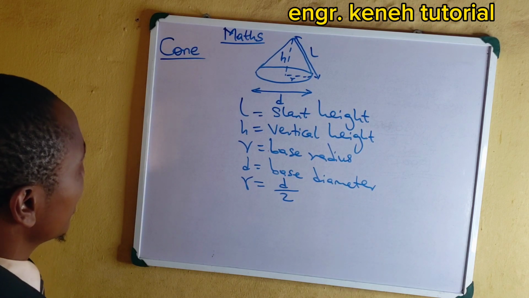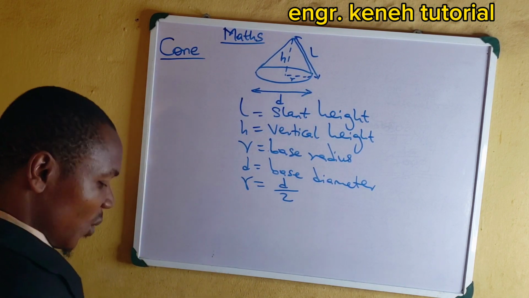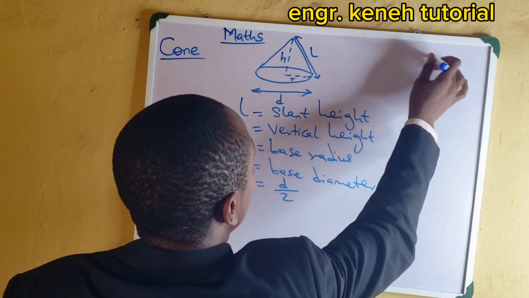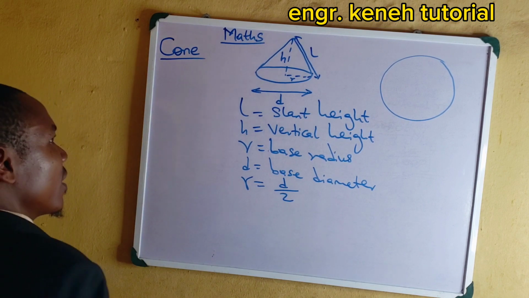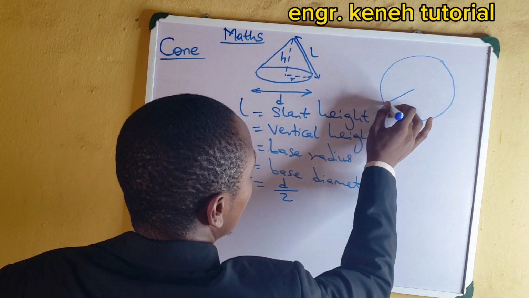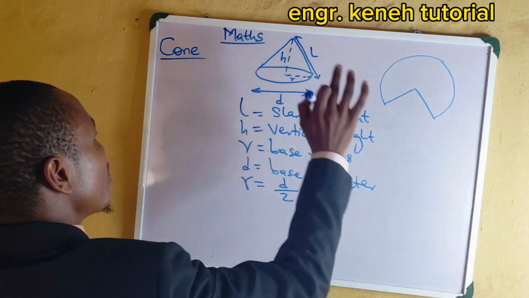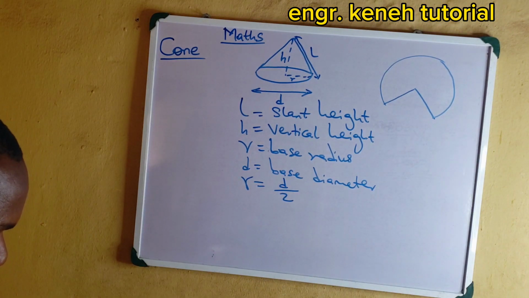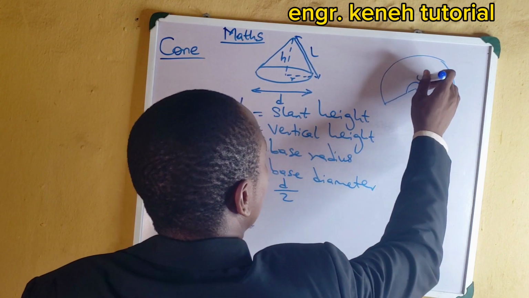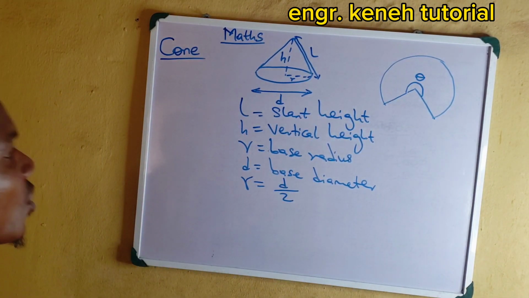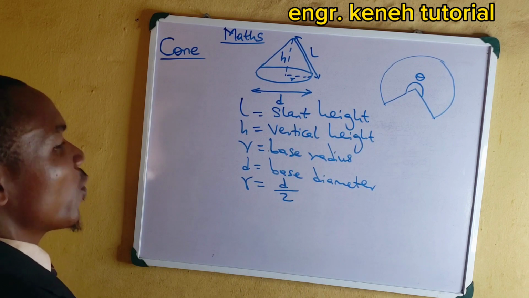I want to explain something that is very important. You can use a sector of a circle to form this cone. For example, if I have something of this nature, this is a circle. A sector may be something like this. If I remove this, this will become a sector of a circle. Remember, this is a certain angle. We don't know it because it's just a freehand sketch. You can use this to form a cone.